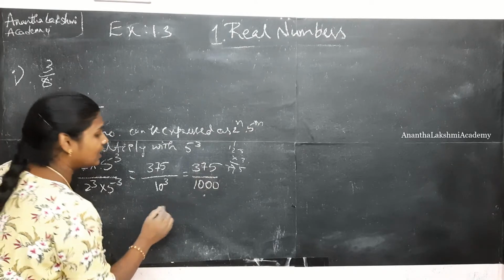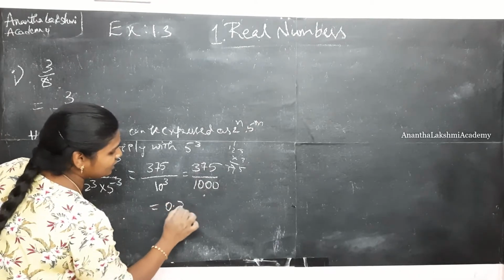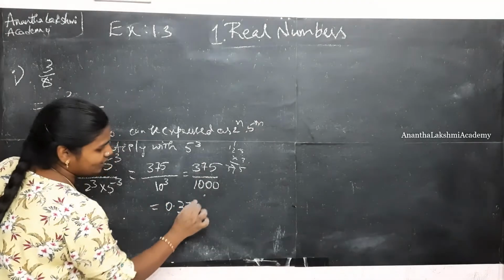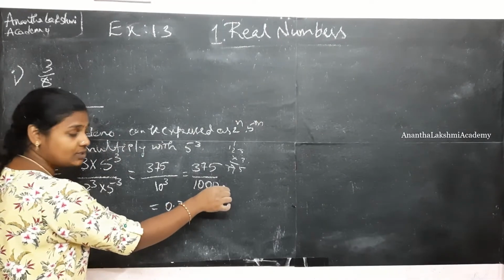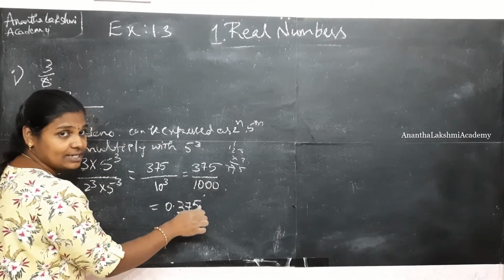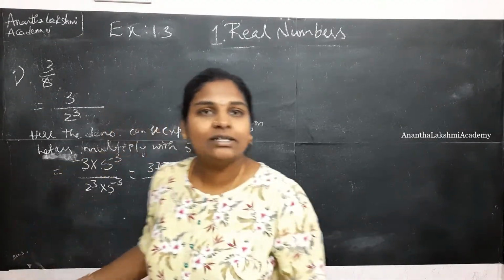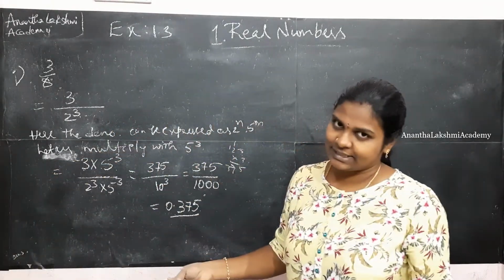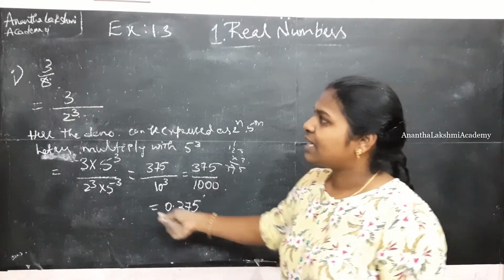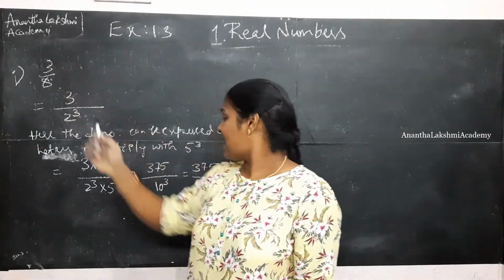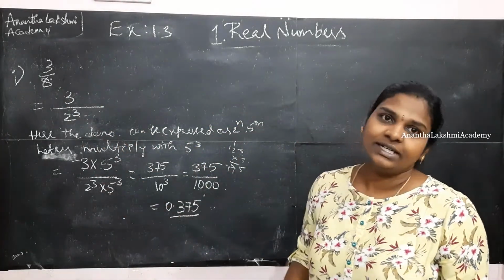And if I express it in the form of decimal expansion, this becomes 0.375. When you have 3 zeros, there should be 3 digits after the decimal point. Hence, this is 0.375. Is this a terminating decimal or not? Yes. So, this is the decimal expansion of 3 by 8 and this is a terminating decimal.